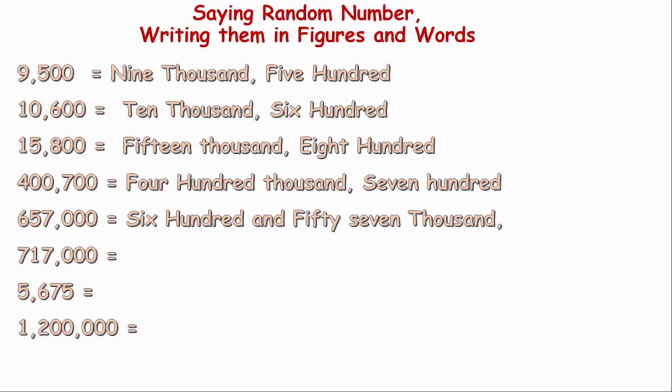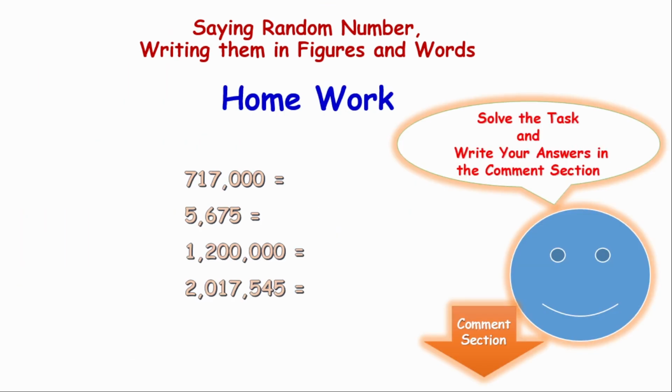How do you write it in words? So write it out. I want you to write the full name, that is the full number in words: 1,200,000. Write it in words and let's have the answers in the comment section. Then lastly, 2,017,545. So that forms your home task. Write all your answers in the comment section, then I will check it out.